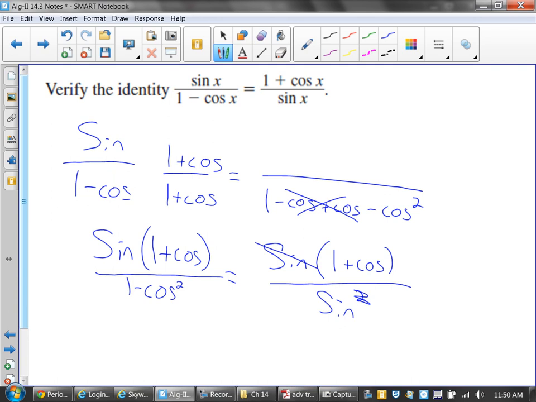All right, okay. Again, guys, they're giving you the starting point. They're telling you what you should end with. You have to figure out how to get there within all those steps.